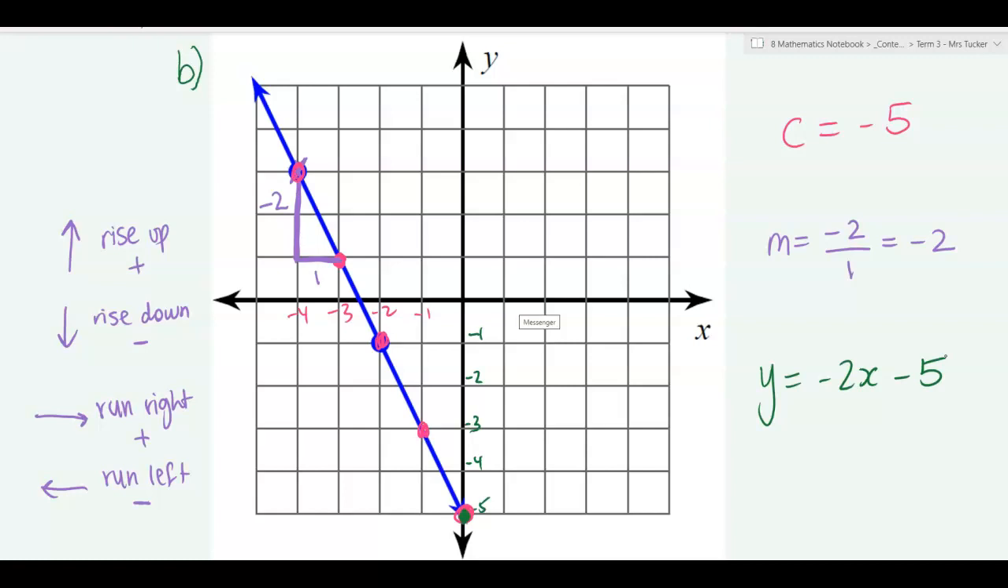Okay, so which 2 points did you use? If I use the 2 circles, I go down 1, 2, 3, 4, that's -4, and I go across 1, 2. Looks like you've counted your rise incorrectly. Could have used -4 over 2, but that still simplifies down to -2.